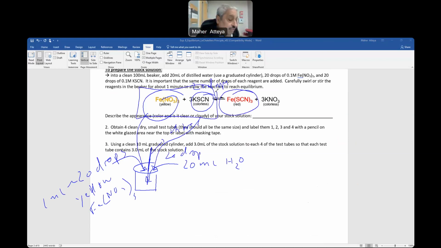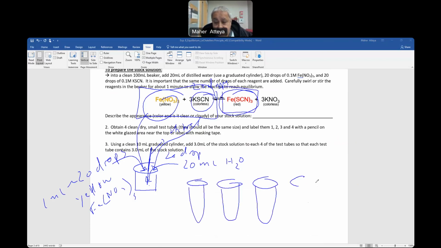Mix them, stir them very well, and then you will get that dark red color of a compound called iron thiocyanate, iron 3 thiocyanate. Now, this solution here is red. Now you will prepare yourself with 4 test tubes, medium size. You can label them with your pencil. So this is 1, this is 2, this is 3, this is 4.